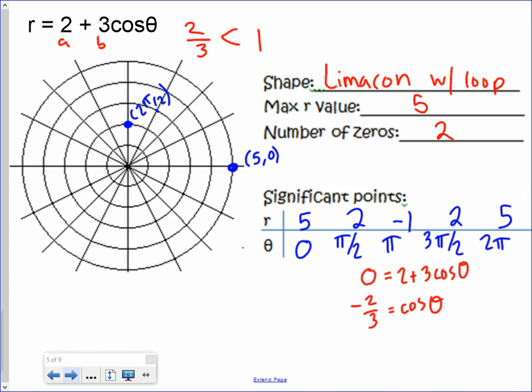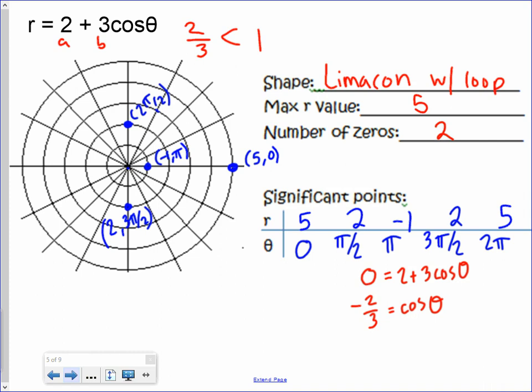Negative 1, pi. Go to the 1st ring, 1st circle, and then pi is to the left, but since my R value is negative, I actually want to plot in the opposite direction towards 0. So this is going to be negative 1, pi, right in there. That point for my limacon is going to be like the inside edge of my loop, because the other part of the loop will cross at the pole. That's how far the loop goes in. And then 2, 3 pi over 2 down here, and then I'm back again to 5, 0. So that's where I'm going to complete my limacon.